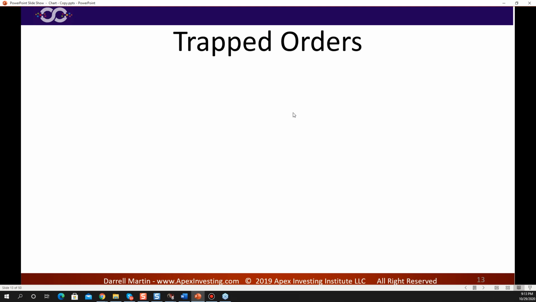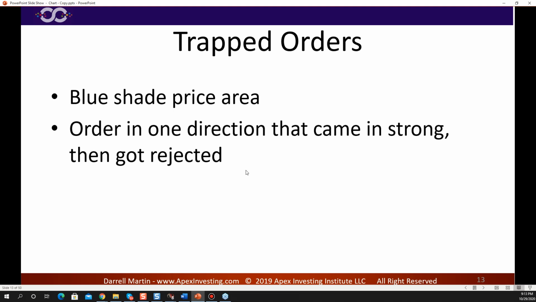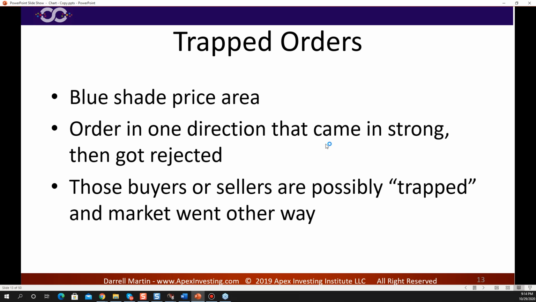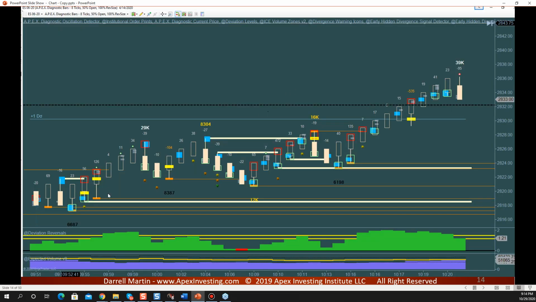What are trapped orders? Well, it's the blue shaded price area, and what it's showing is orders in one direction that came in real strong and then got rejected. So those buyers or those sellers are possibly trapped and the market's going the other way. What does that mean? Well, first of all, let's identify them. See right here, see that blue shade? Trapped order. Blue shade, trapped orders. See the blue shades in here? Trapped orders. That's what those blue shades are in your chart. That shows potential trapped orders.